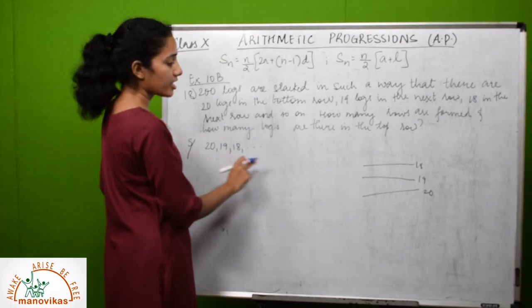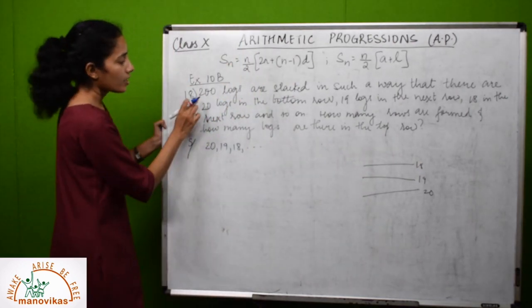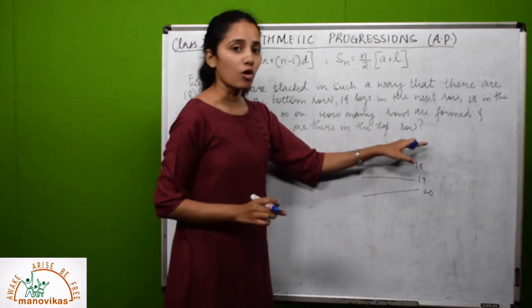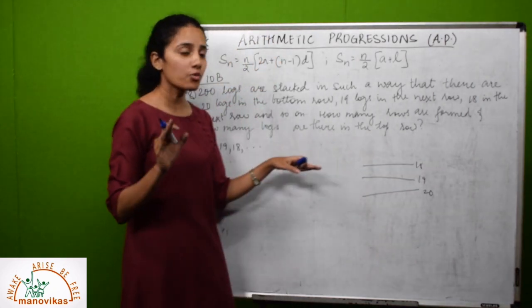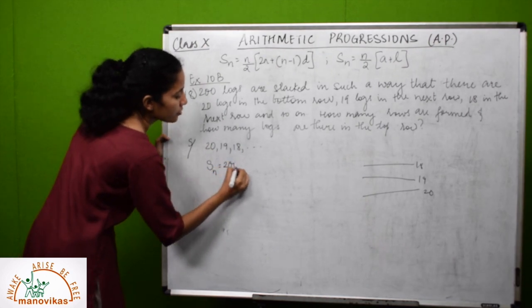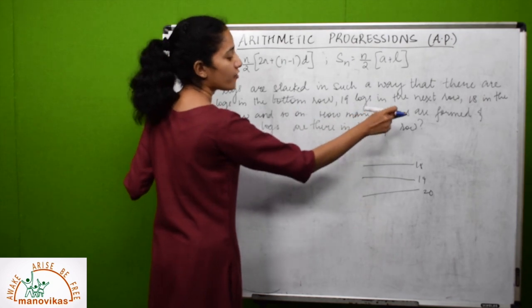How do we know this is an AP? Because the common difference is the same, that is negative 1. Now 200 logs, meaning in total all these logs which are placed in the rows are 200, which means that Sn is equal to 200. Now we have to calculate how many rows are formed.